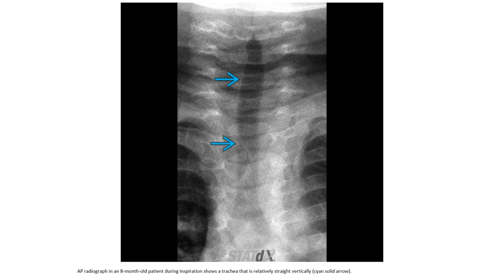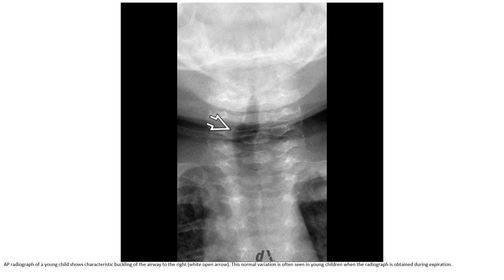Again, an AP radiograph in an 8-month-old patient during inspiration. So the trachea here is relatively straight vertically. Again, an AP radiograph in a young child, so characteristic buckling of the airway to the right. This normal variation is often seen in young children when the radiograph is obtained during expiration.